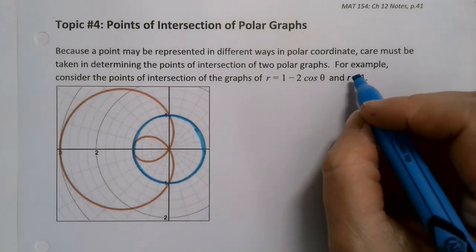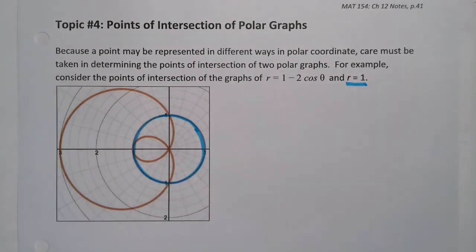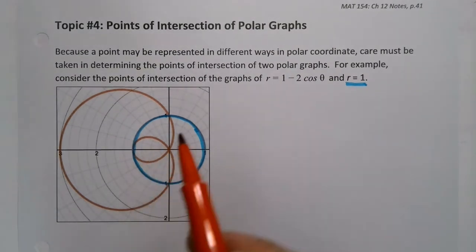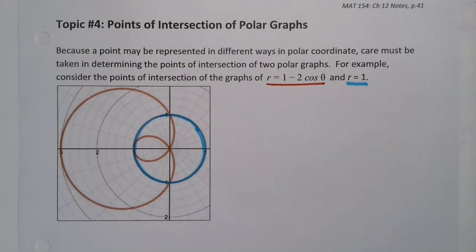So I have the circle, which is r equals 1, which I have in this blue ring, and then I have this lovely limaçon with an inner loop, which is r equals 1 minus 2 cosine of theta. Now, if I asked you for the points of intersection of this graph, you would easily say, oh, okay, I can see the points of intersection, no problem.